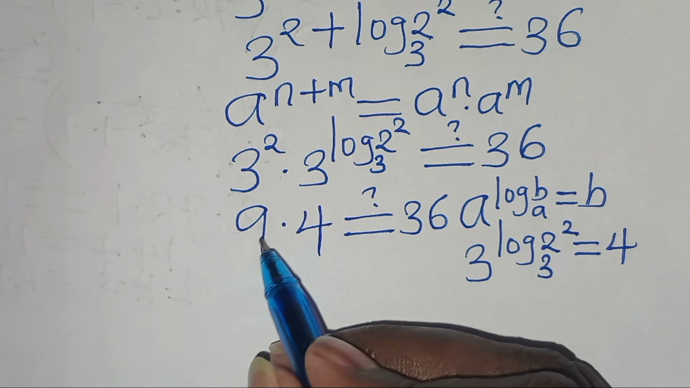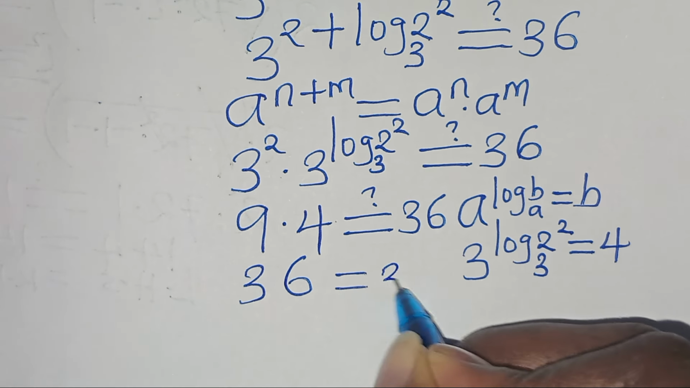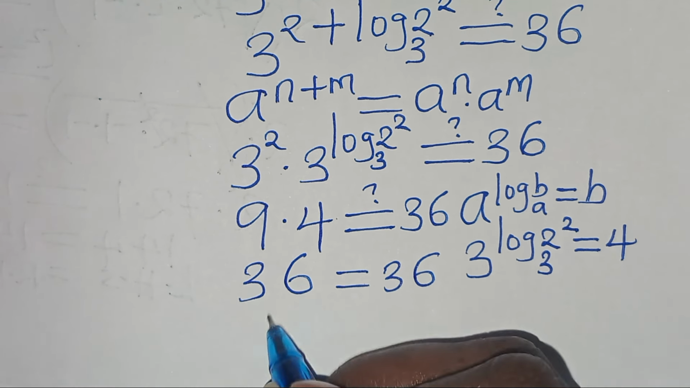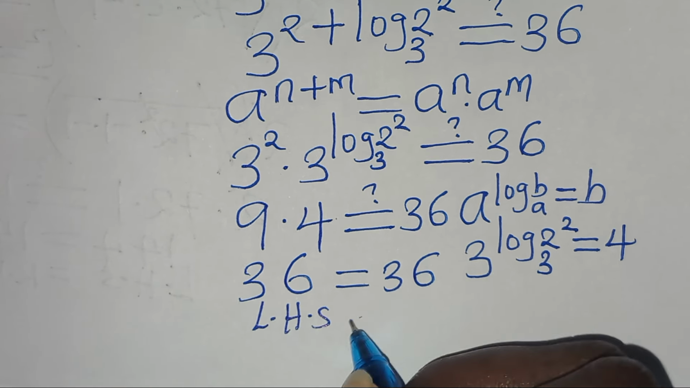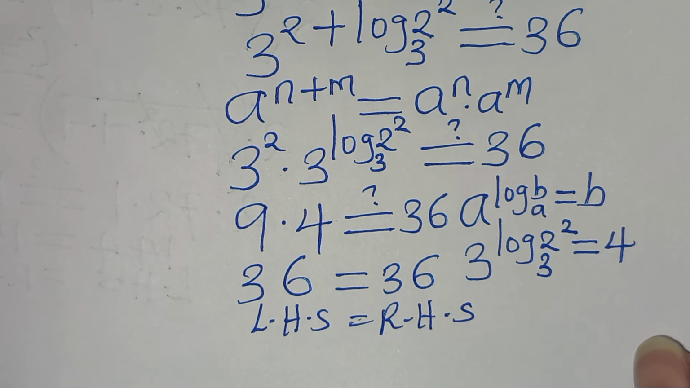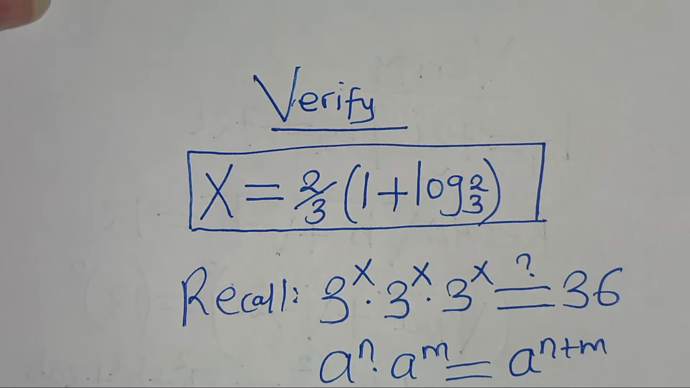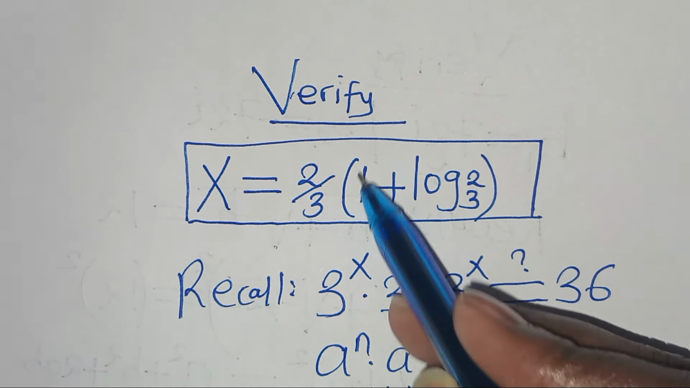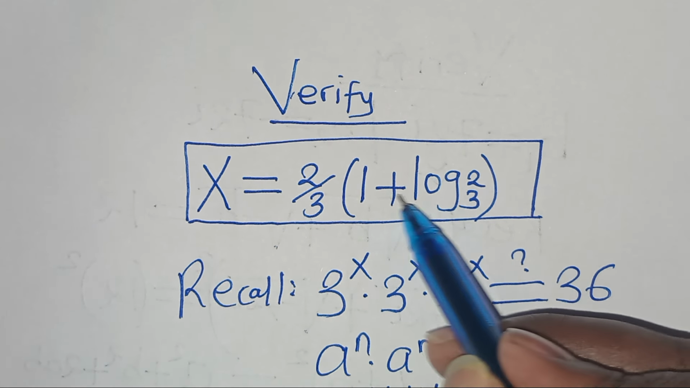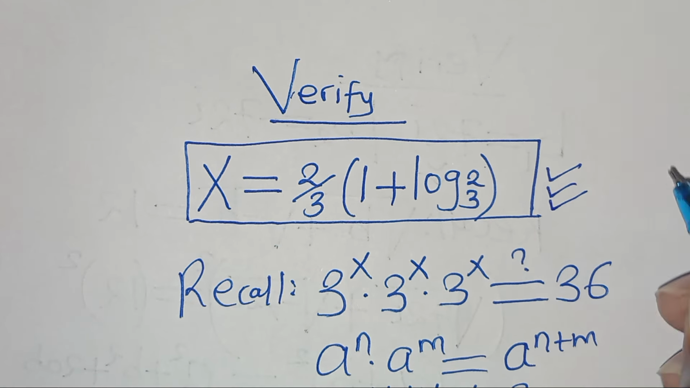And therefore, we have 9 times 4. This is 36, which is equal to 36. So the left-hand side is equal to the right-hand side. And this implies that the value of x here, which is 2 over 3 into the parentheses 1 plus log 2 to base 3, actually satisfies the equation.